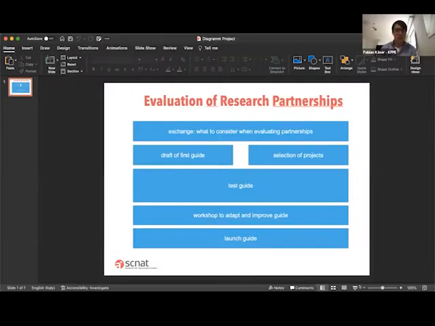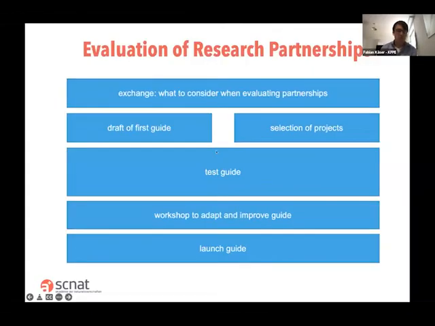Now, Eduardo, could you please share my slide so I can explain the project that we have planned so far? Today we're having the exchange with different research coordinators, researchers, and also research funders from all over the world to discuss what to consider when we want to evaluate global research partnerships. From this discussion today, we will develop a first draft of a guide to evaluate research partnerships.